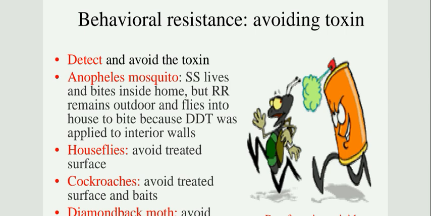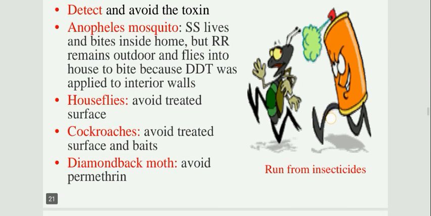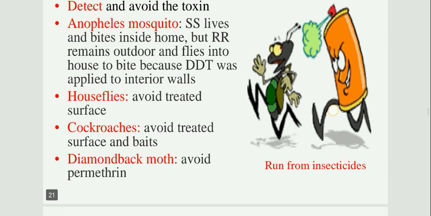Behavioral resistance: avoiding toxin. Detect and avoid the toxin. Anopheles mosquito lives and bites inside the home, but the RR remains outdoors and flies into the house to bite because DDT was applied to interior walls. Houseflies avoid treated surfaces. Cockroaches avoid treated surfaces and baits. Diamondback moth avoids permethrin.